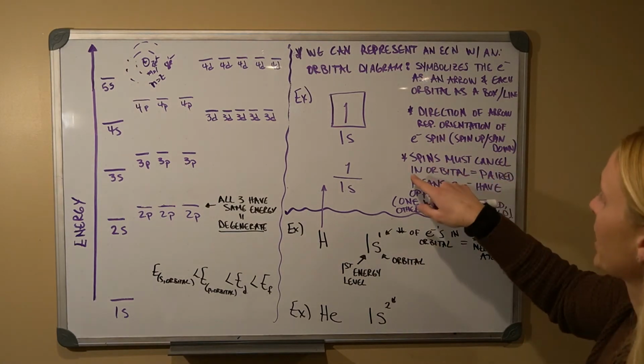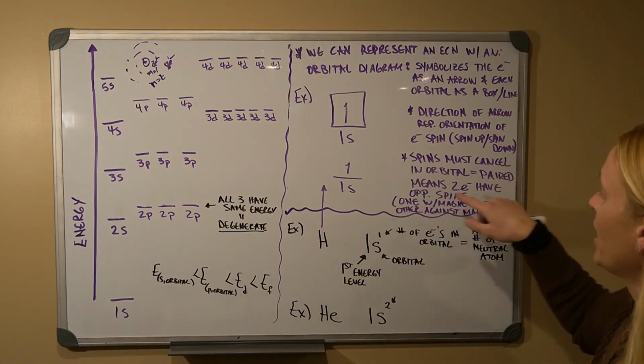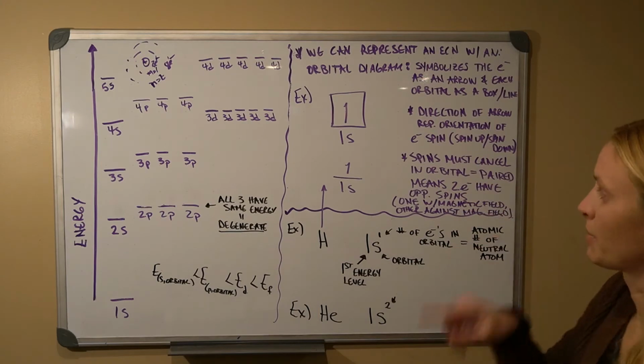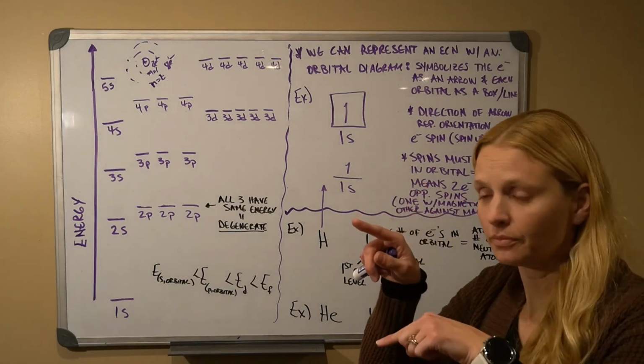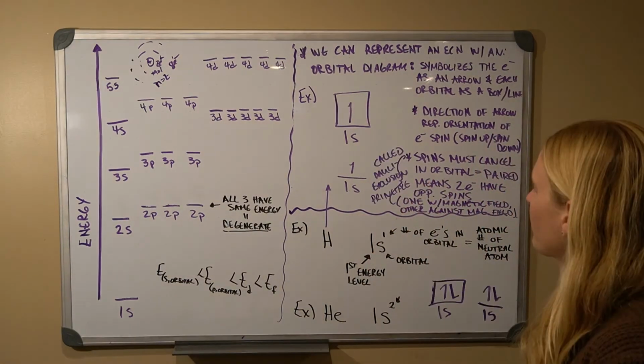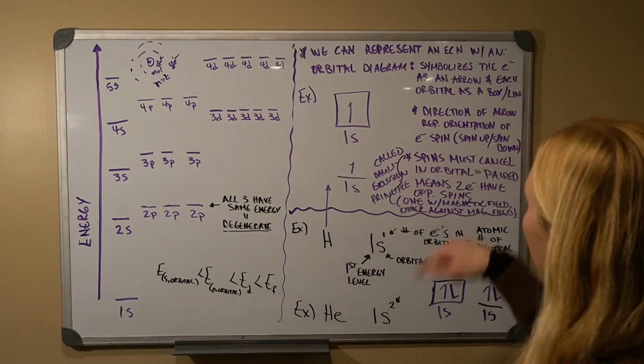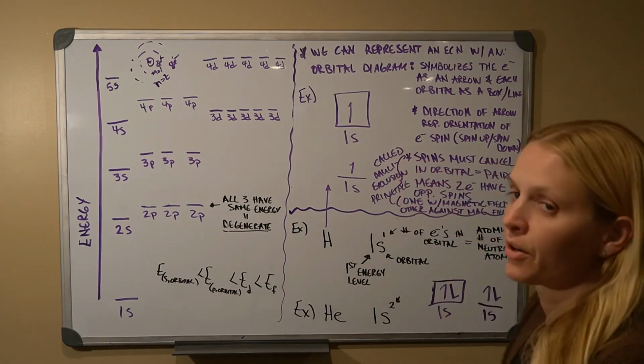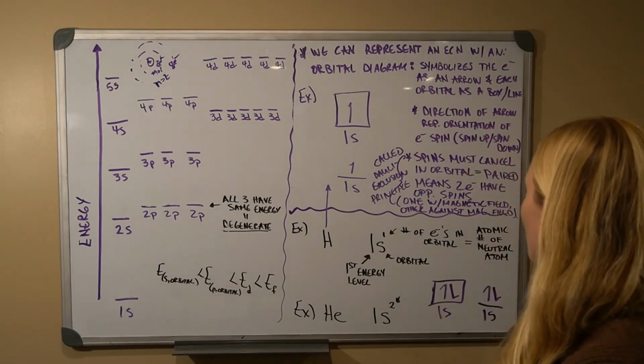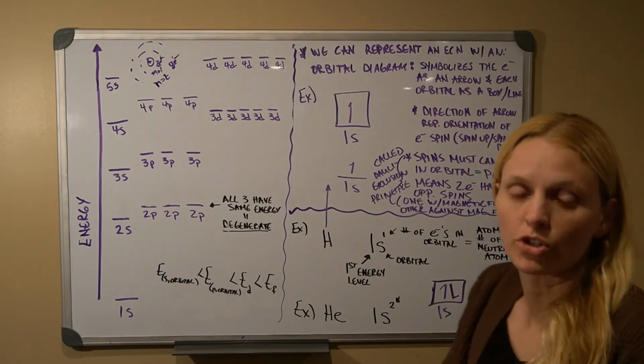Okay, so the spins must cancel in the orbital whenever they're paired. It means two electrons have opposite spins. One is going with the magnetic field and the other is going against it. And this is called the Pauli exclusion principle, when the spins must cancel in the orbital when they're paired. It means that two electrons have opposite spins with each other.